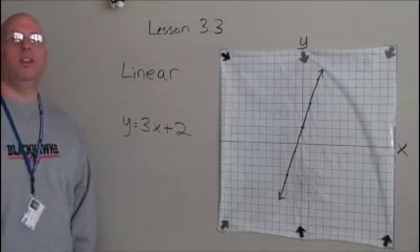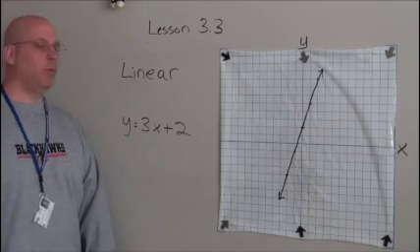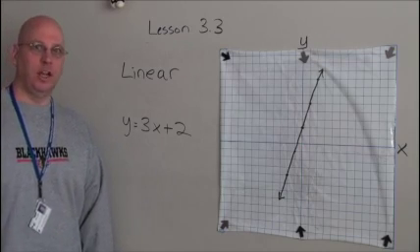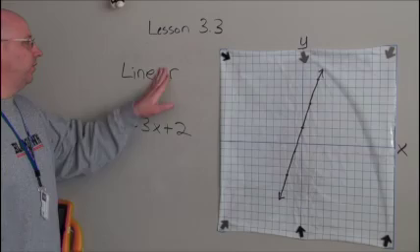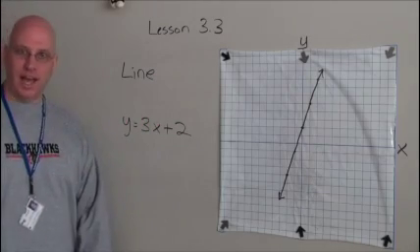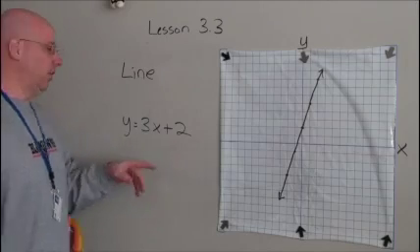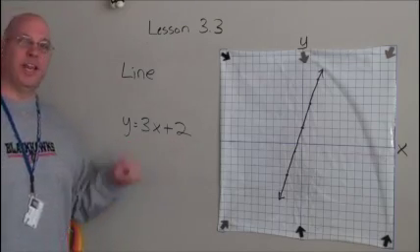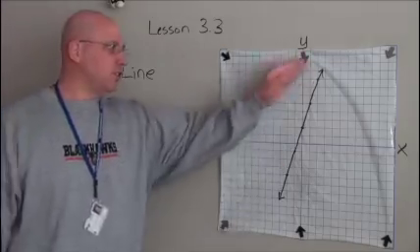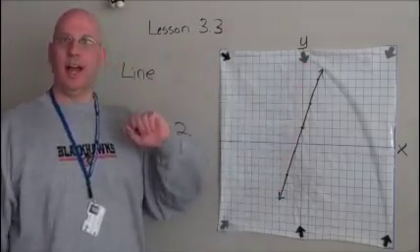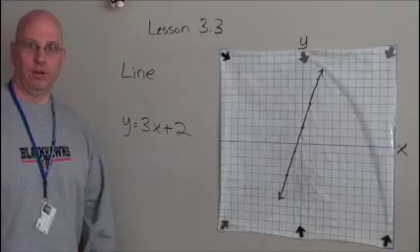Okay, lesson 3.3. First of all, you need to determine whether a graph is linear or nonlinear. Well, look at the word itself. Linear, if you get rid of this, you have the word line. In other words, does it form a straight line? If it does, then it's linear. Here's an equation, y is equal to 3x plus 2, and here's the graph that's associated with it. You see it's a straight line, so this is linear.